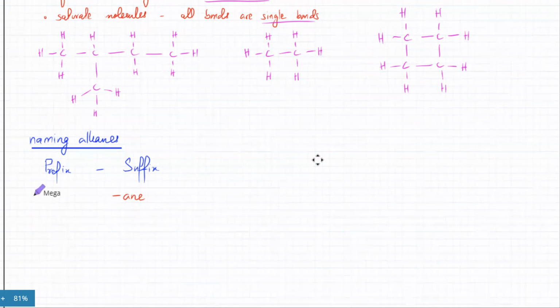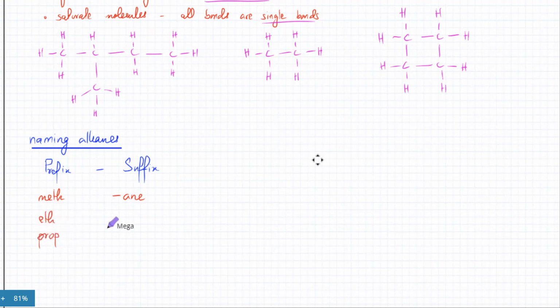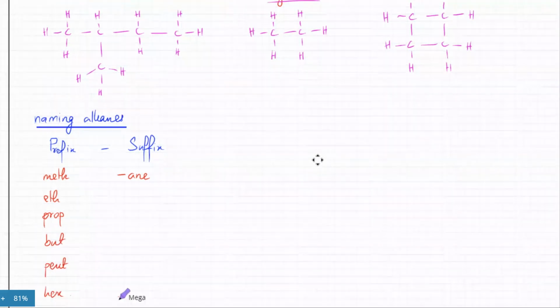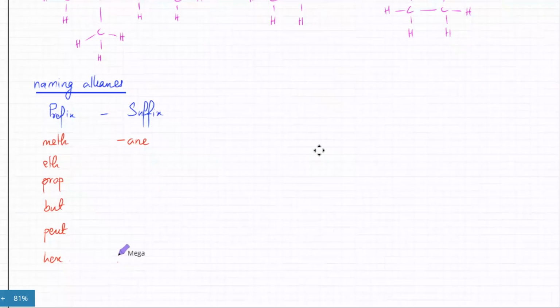The prefix could be many, and the prefix can be meth, eth, prop, but, pent, and let's keep it till hex. So those are our prefixes.